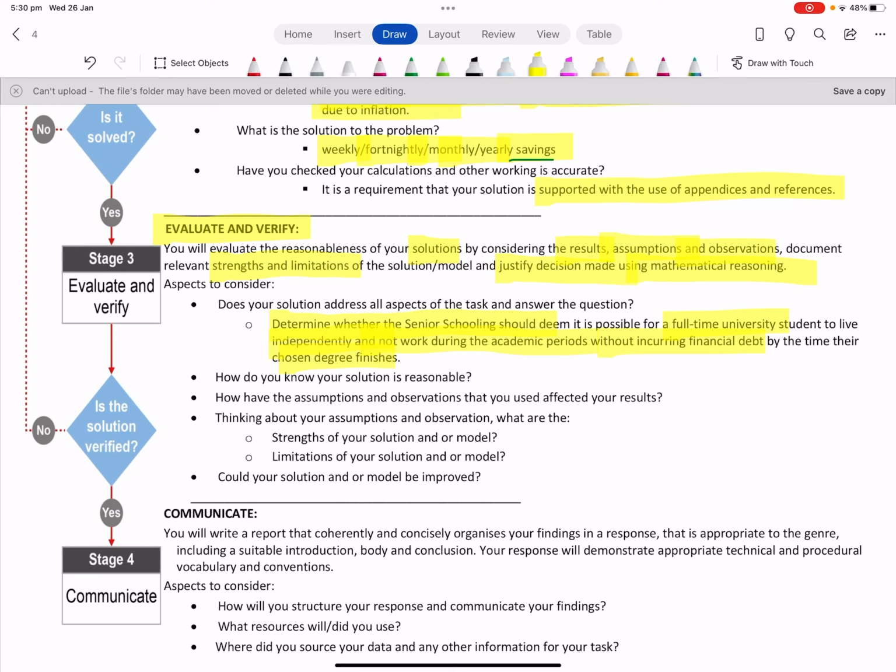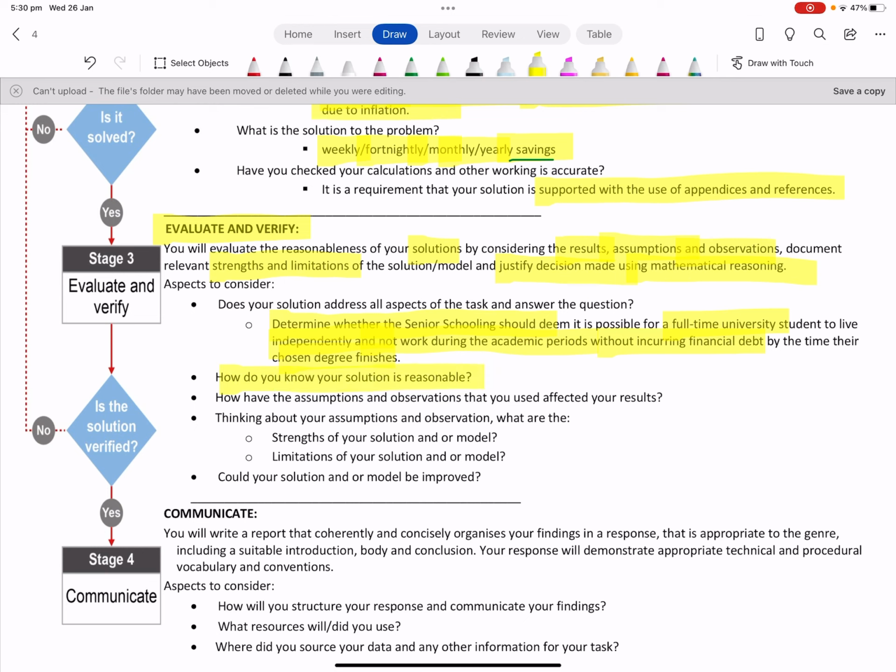Do they think it's recommendable to tell students who leave Southport to move out of the family home, or do they think it's better for them to stay at home while studying? So that's your choice. Whatever answer you come up with, that's what your solution will be talking about. How do we know our solution will be reasonable?